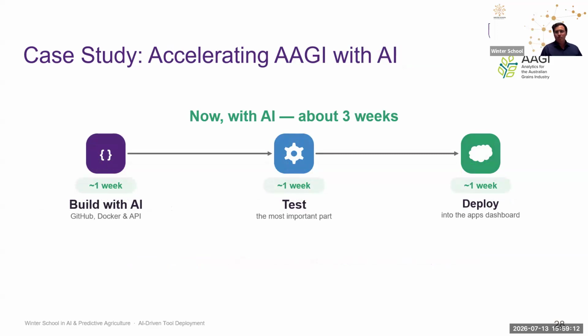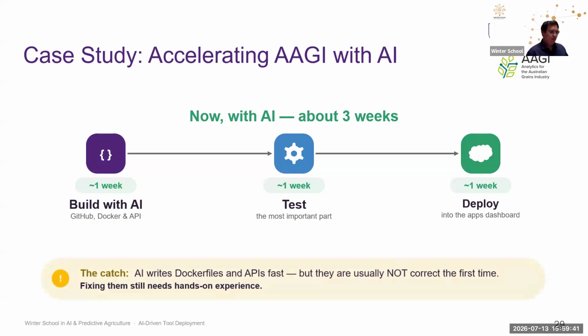And it's the same as what Christos was showing before, right? You spend maybe months doing something in the past, but now you can do it in a couple of minutes. So building with AI, all of the things like GitHub, Docker, and API would take roughly a week for a person to do. Testing became a really important part of the process because we noticed that AI was producing a lot of bad stuff. And then deployment would take roughly another week.